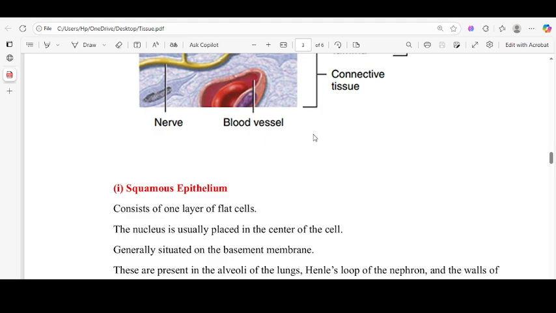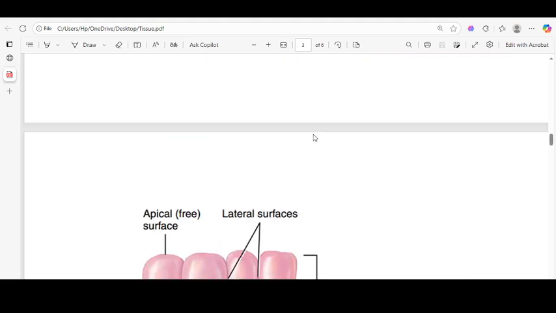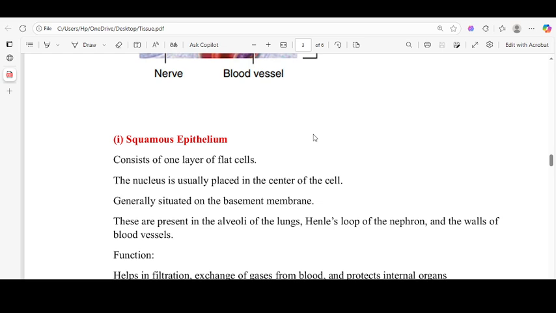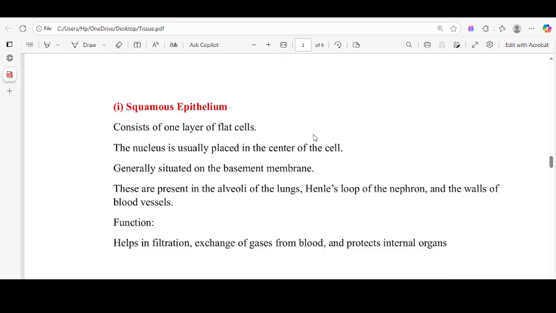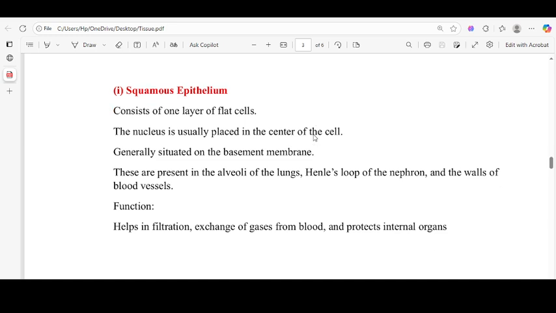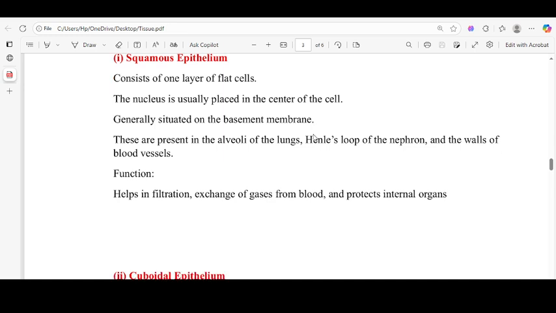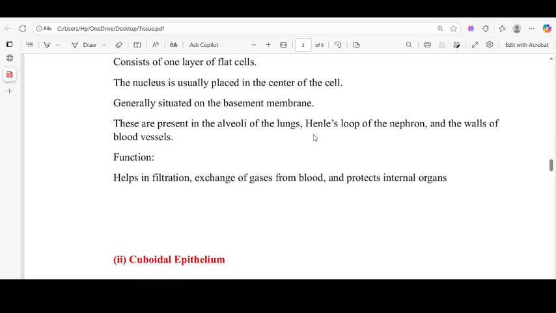And usually, firstly, squamous epithelium tissue. Squamous tissue consists of one layer of flat cells. The nucleus is usually placed in the center of the cells, generally situated on the basement membrane, and these are present in the alveoli of lungs, the loop of the nephron, and the walls of blood vessels. And function: squamous epithelium is mainly for filtration, exchange of gas from the blood, and protecting the internal organs.